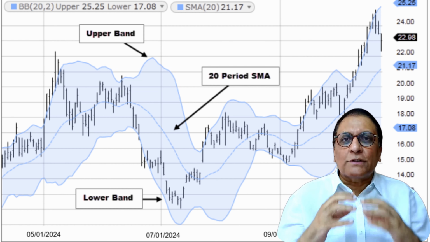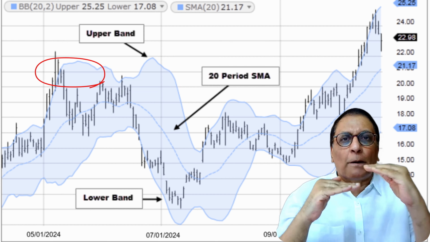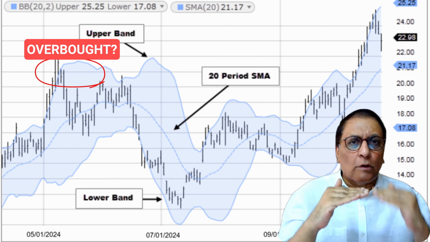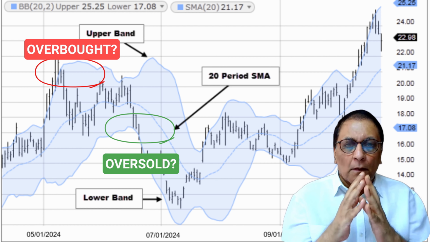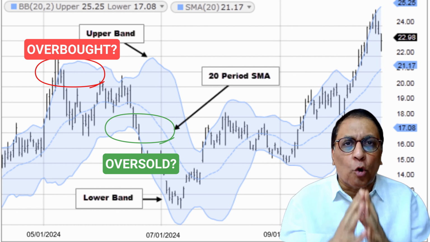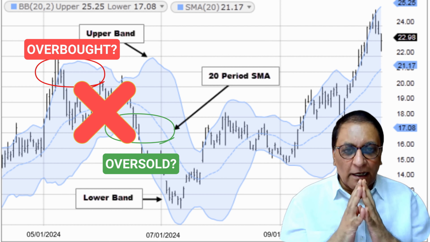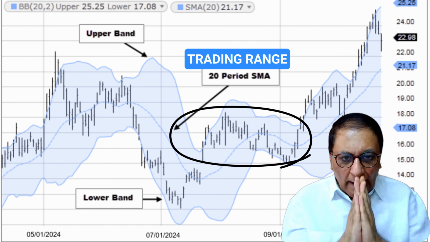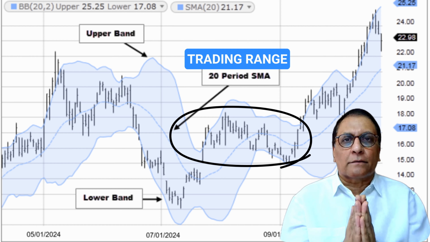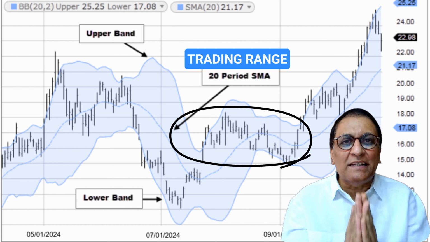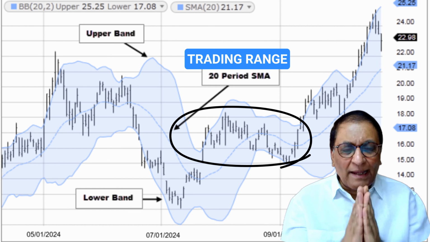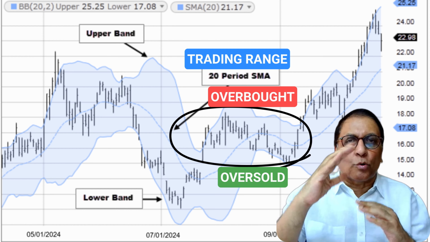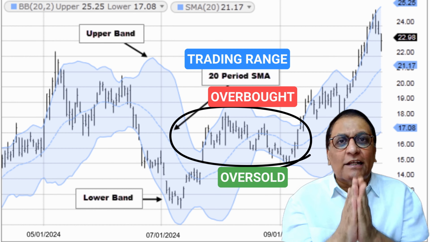Now, coming to the next point, when price touches the upper band, a lot of traders think it might be overbought. And when it touches the lower band, they think it might be oversold. But the words overbought and oversold are not valid in all markets. They are valid only in a trading range market. And it is only in a trading range market that signs of mean reversion may occur, which is why the top of the band may be considered as overbought and the bottom may be considered as oversold only if we are in a trading range market.